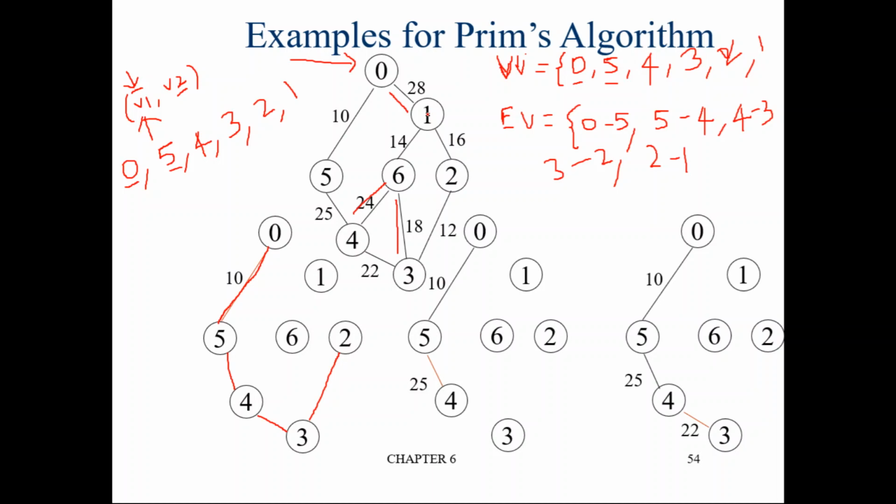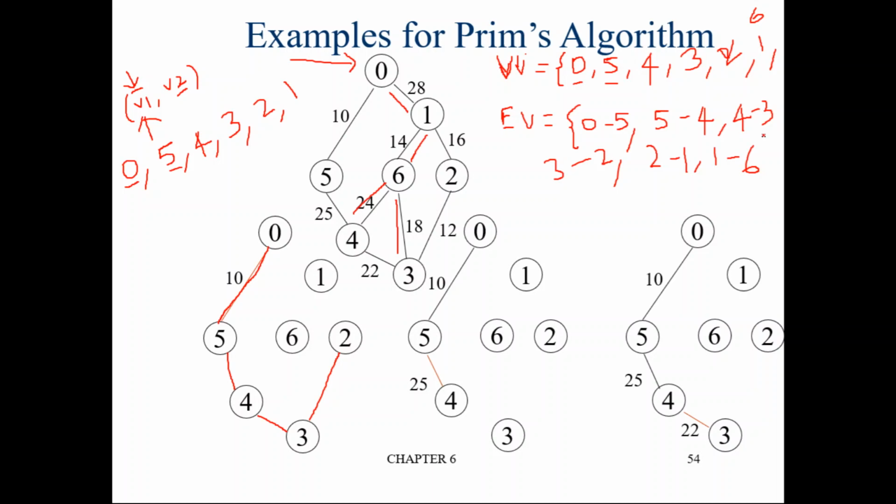From 1, 1 to 6 is one option. 1 to 0 is nothing but 0 to 1, which we are already considering. So these are the 4 edges. Out of these 4, the minimum cost edge is 1 to 6 at the cost of 14. So this is the one we will consider, 1 to 6. So now we are adding one more vertex, that is 6.